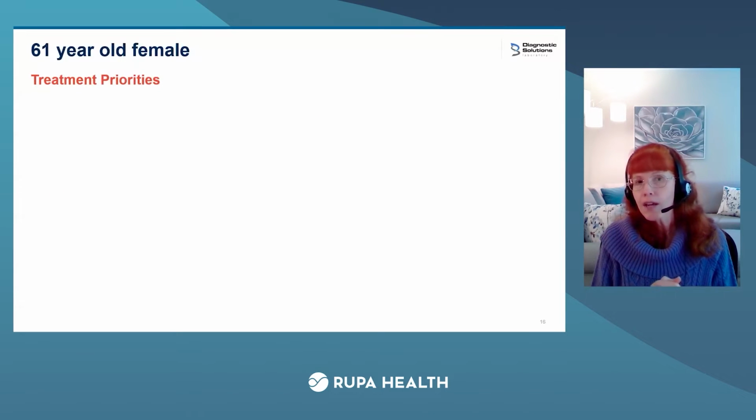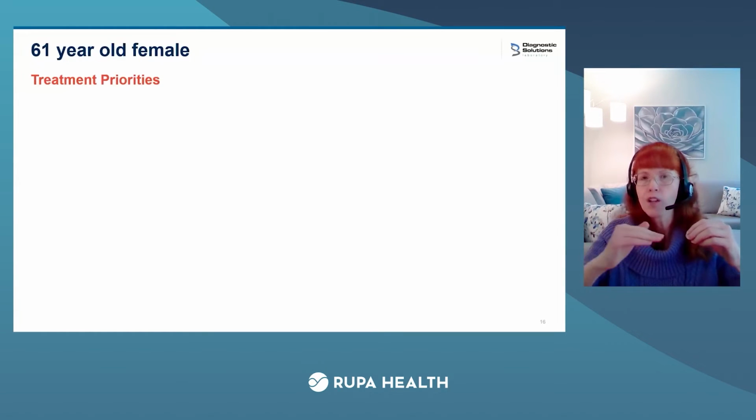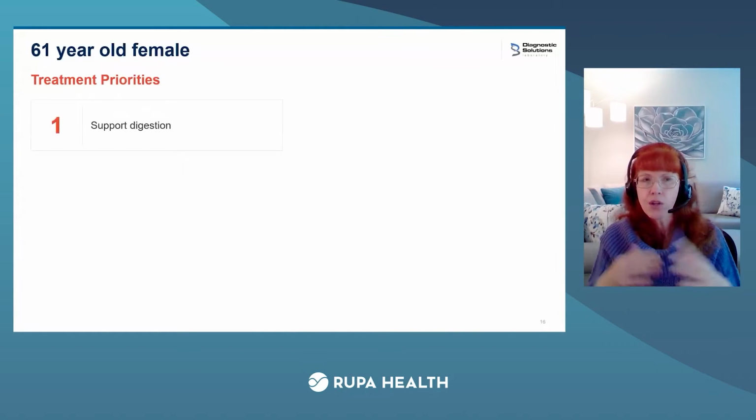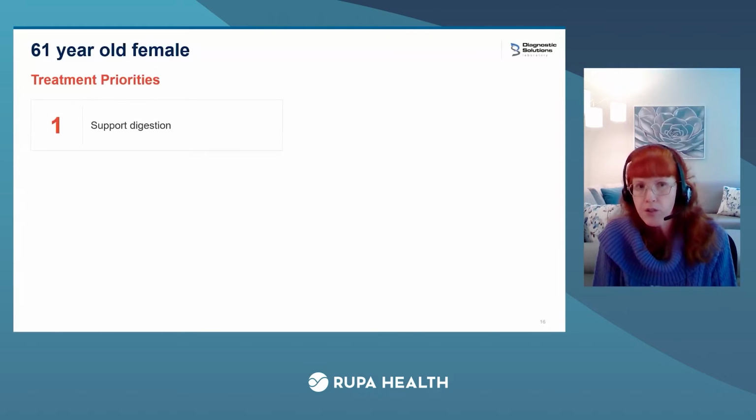Then we look at, okay, we have a lot of issues going on here. How are we going to actually boil this down to a protocol? What order are we going to use to try to address all these things? So here is how I would state her treatment priorities.